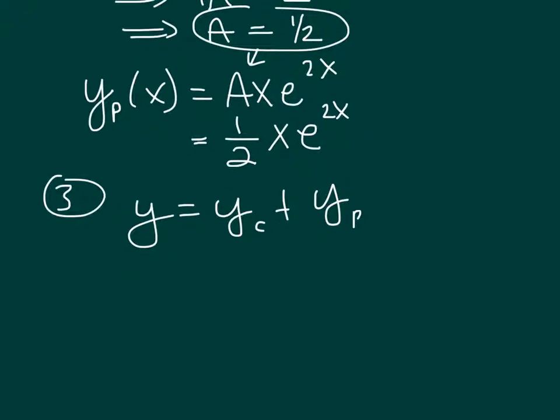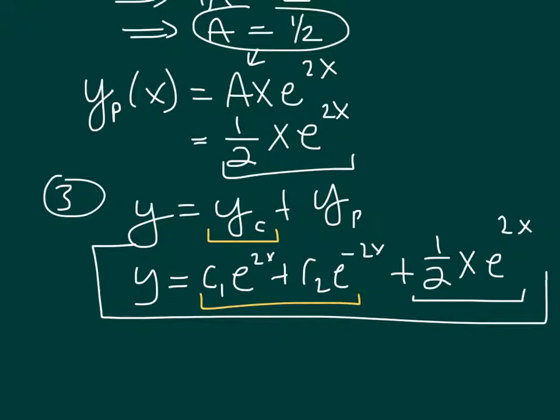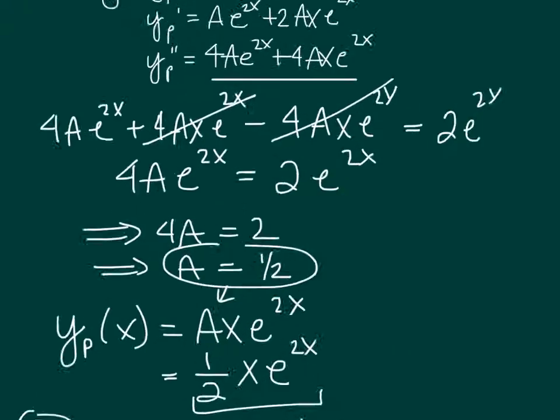So then we get, from step 1, I believe it was c1e to the 2x plus c2e to the negative 2x. And that guy's the same, plus our y sub p, which is 1/2 xe to the 2x. So this is your final, the most general solution to the non-homogeneous equation. And I want to explain something really quick just before we're done with the problem, but I want you to see why.